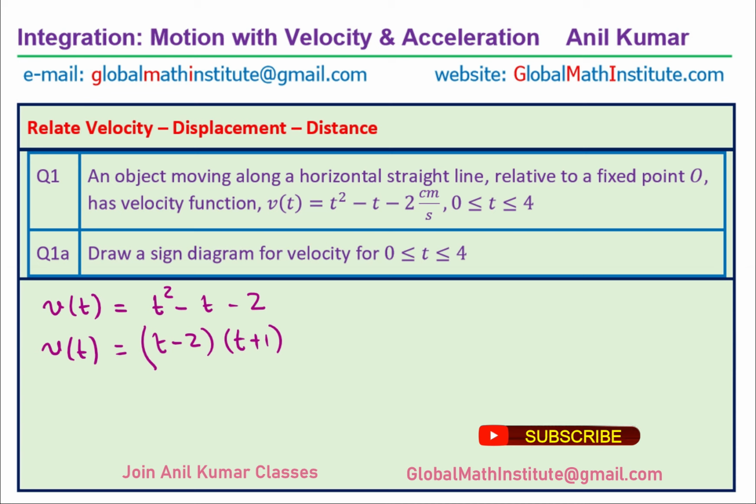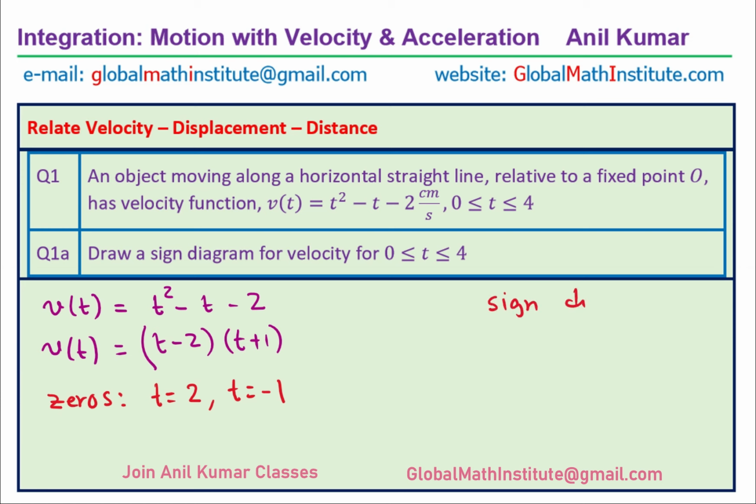Sign diagram. So for sign diagram, we can see where the zeros are and then make the sign diagram. Zeros are at t equals 2 and at t equals minus 1, correct? So based on this information, let's make the sign diagram. Sign diagram really means that in the given interval, whether the velocity is positive or negative. So we are looking for positive or negative intervals. That is the meaning of sign diagram. Clear?